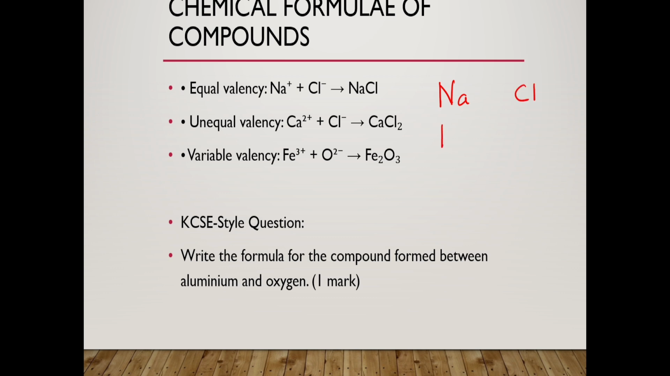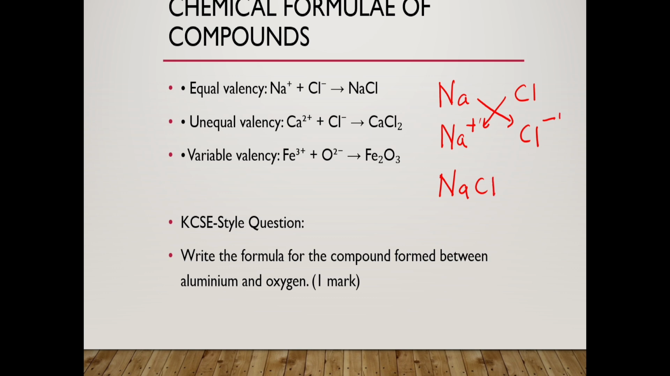Now the ion for sodium is written as Na+. The ionic state for chlorine is written as Cl-. So usually the ions interchange: sodium will take the number of the negative part and chlorine will take the number of the positive part. So it will become sodium chloride. It just takes the number.